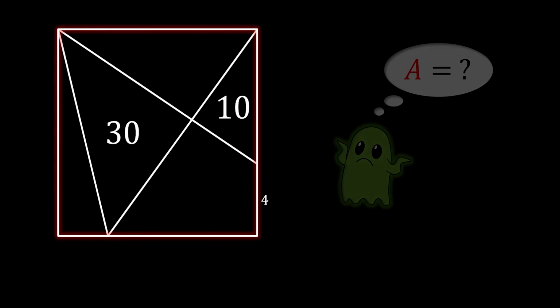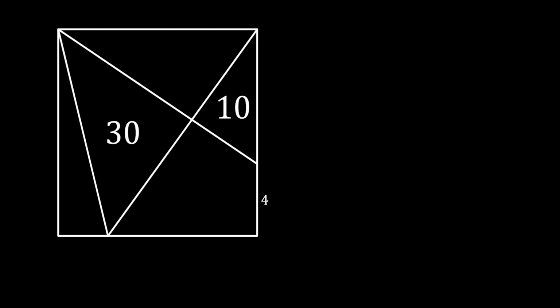Alright, so let's solve this one. So first, let's label all the vertices of our square as A, B, C, and D, and let's label the remaining vertices and intersection points as E, F, and G. Now, for the sake of easier calculation, let's label the side of the square as S.